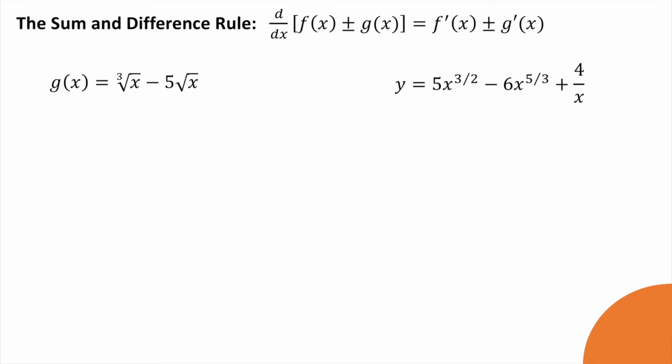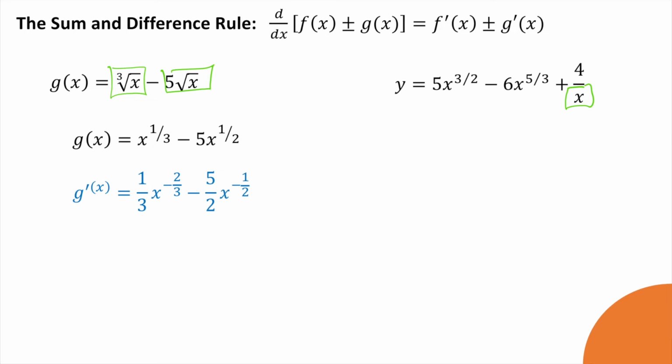So pause the video for a minute and try these on your own. Make these radicals into fractional exponents. Make this x into a negative exponent. See what you can do with it. How'd you do? I'll show you what I got. x to the 1/3 minus 5x to the 1/2. Just rewrote it and then took the derivative of each of those.